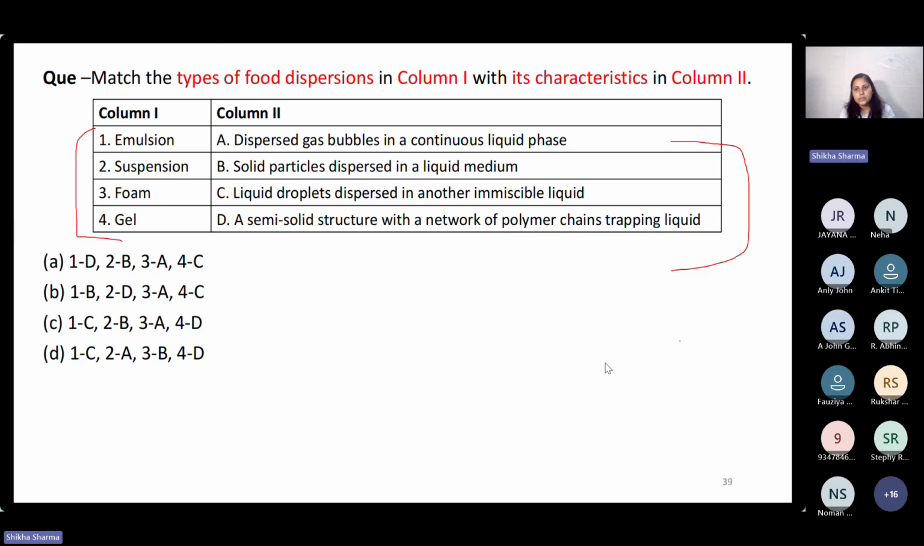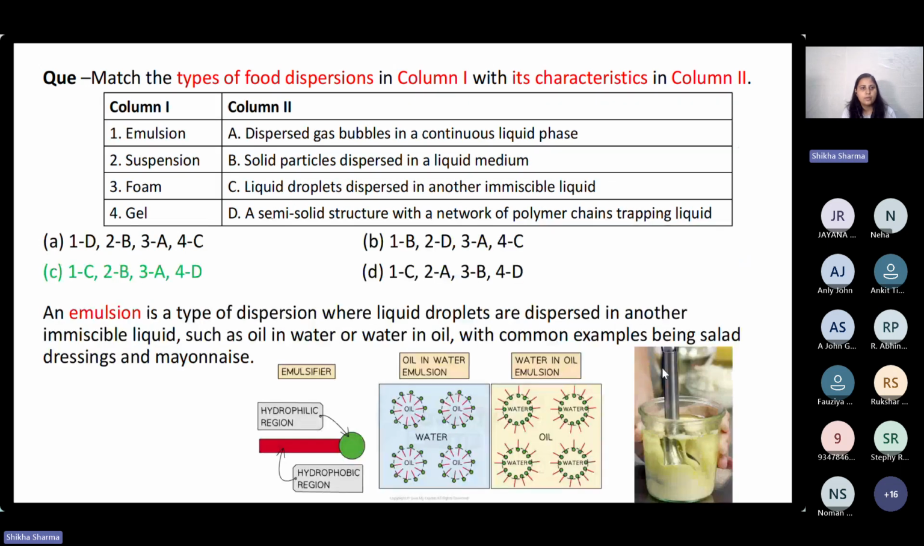Okay, so Jitendra is saying A. Lakshmi, C. Aman, C. Ankit, C. So most of us are saying C here. Let's see. C is the correct answer.